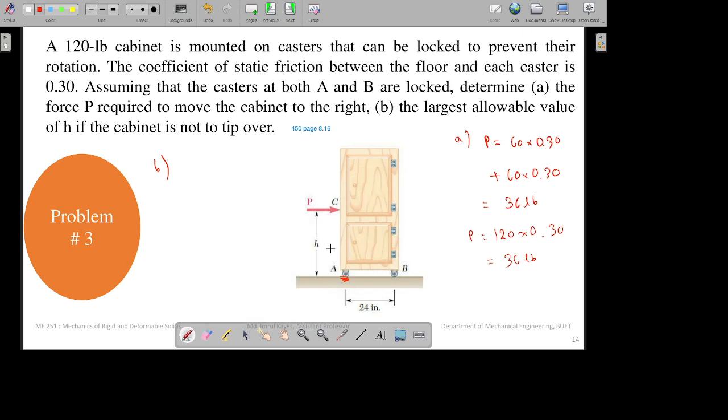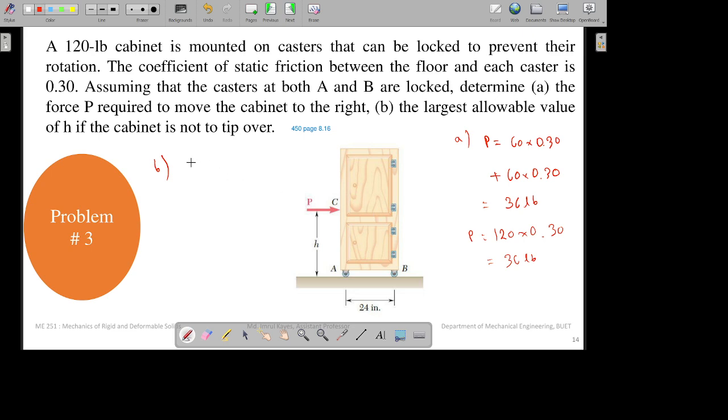To find out whether it will tip over or not, you have to take moment, right? You have to find the moment. So you can take moment about any point. It's your choice. If the resultant moment equals 0, that means no rotation will occur, no tip over will occur. But if there is some net moment, then rotation will occur. So that's why we have to find the value of moment.